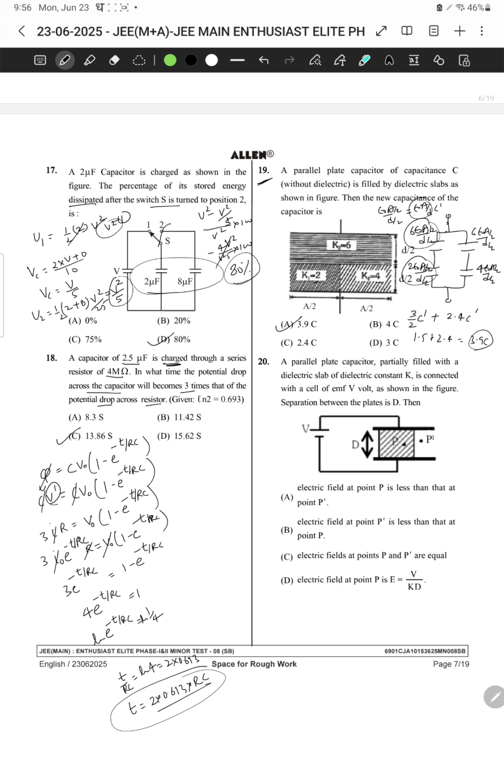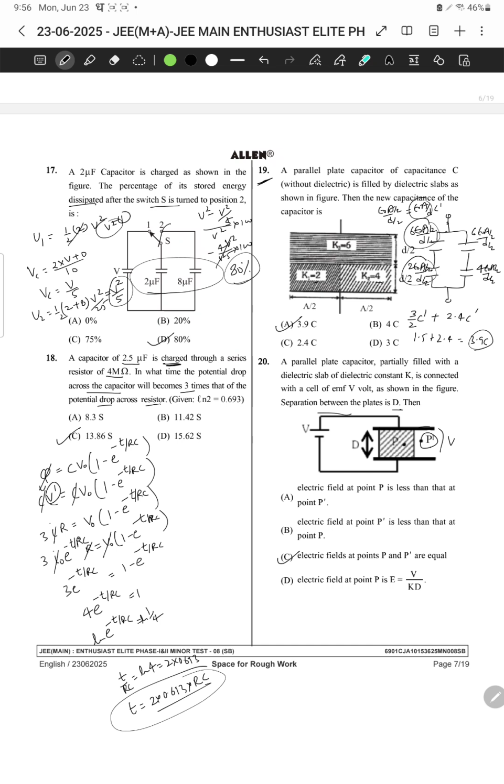Question number 20. They're asking about the electric field, the surface field, then the electric field at P and P dash. Now we know the capacitor plates are connected with the V volt battery, so the potential difference across these two will be the same. That is why the electric field between the plates will be the same. So both are equal. When it is not connected with this one, then we say the electric field will be different.